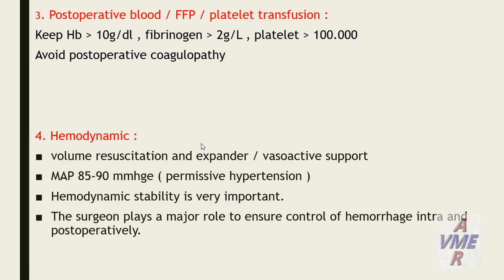Hemodynamics. This is the fourth tip. Volume resuscitation expanders and vasoactive support should be available. Mean arterial pressure should be between 85 and 90 mmHg, permissive hypertension. Hemodynamic stability is very important. The surgeon plays a major role to ensure control of hemorrhage intraoperatively and postoperatively.